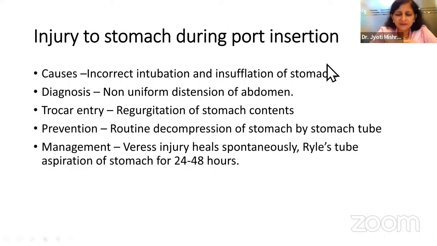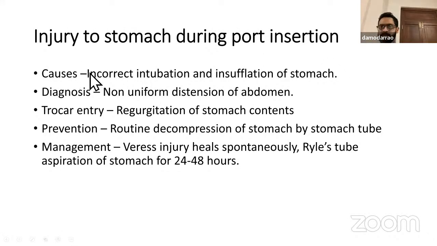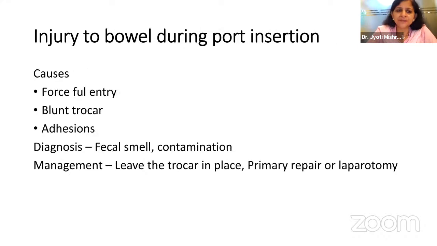So moving on, we have completed now entry complications. So just quickly going through this for the benefit of the audience. Stomach or bowel can get injured even with your Veress needle. Incorrect intubation and insufflation of the stomach can lead to this. How do you diagnose? The abdomen is not uniformly distended and there can be regurgitation of stomach contents. So make sure that the stomach has been made empty when you're doing Palmer's point entry or high up entry. And although Veress needle injuries will heal spontaneously, since you're inside, you would rather take a stitch.